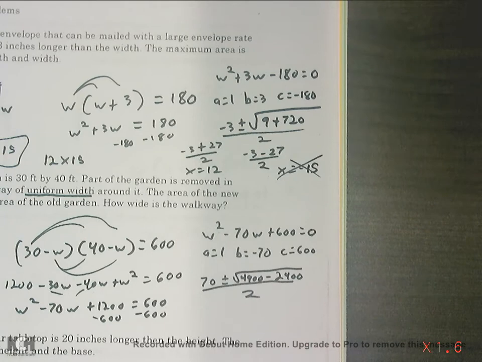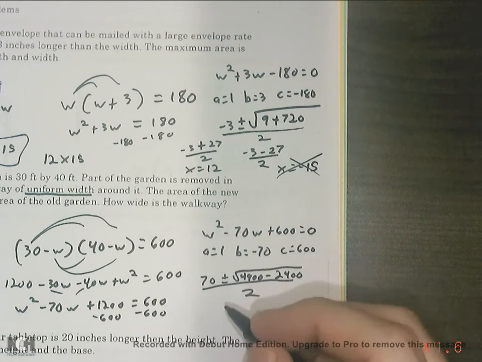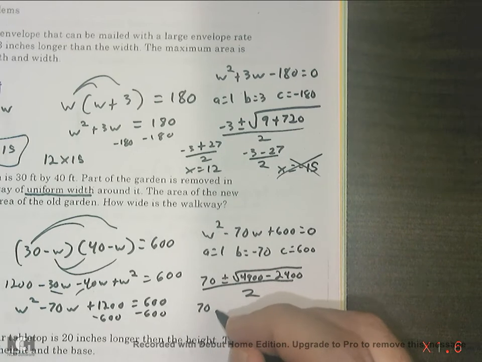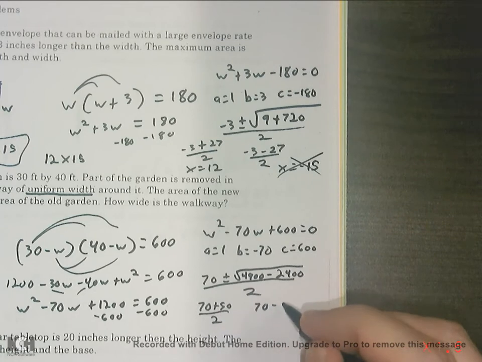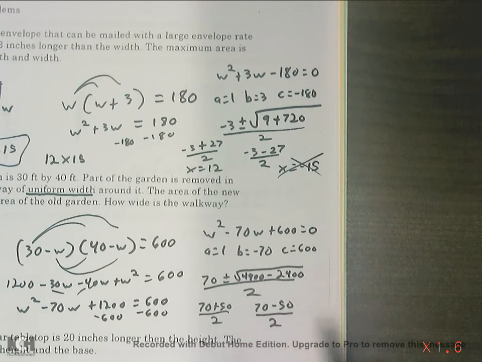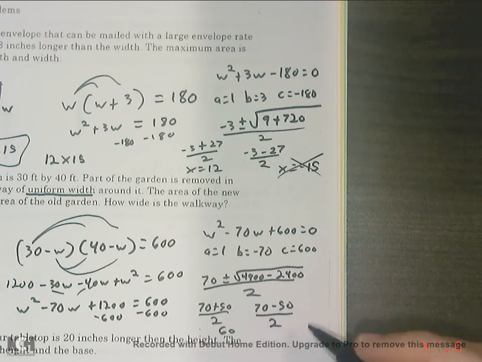Okay, 4,900 minus 2,400 is 2,500, which when you square root that is 50. So we have 70 plus 50 all over 2, and 70 minus 50 all over 2. Well, 70 plus 50 is 120, which would give me 60. So 60 is one answer, and then 70 minus 50 all over 2 would be 10. So 10 would be the other.